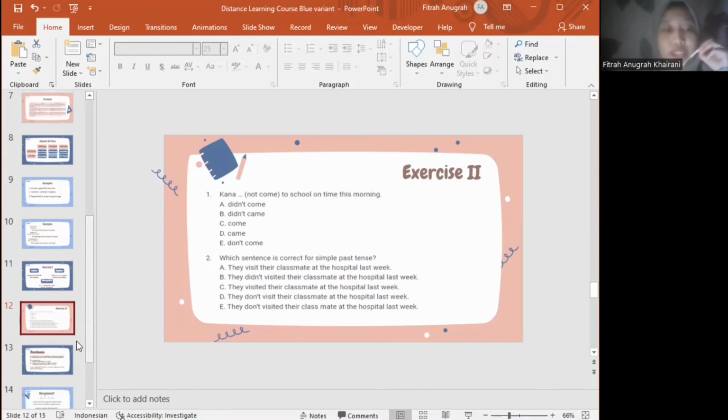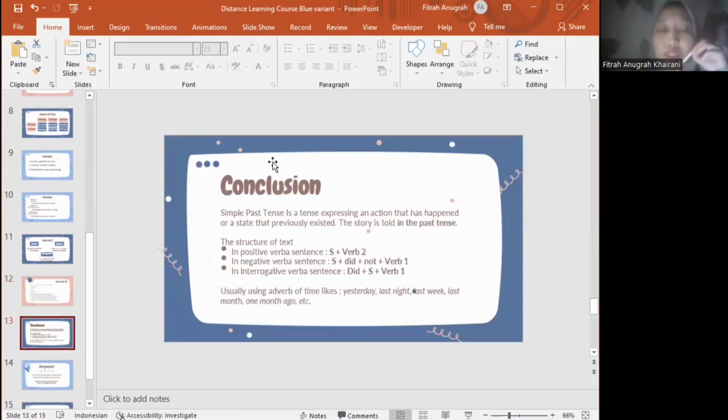Okay, great. Okay, so the conclusion of our lesson today is simple past tense is a tense that expresses an action that has happened or a state that previously existed. So the story is told in the past. Okay, and the formula of simple past tense in a positive sentence we use subject plus verb two. In negative we use subject plus did plus not plus verb one. And for the interrogative sentence we use did plus subject plus verb one plus question mark. Okay, and it's usually used with adverbs of time like yesterday, last night, last week, and etc.